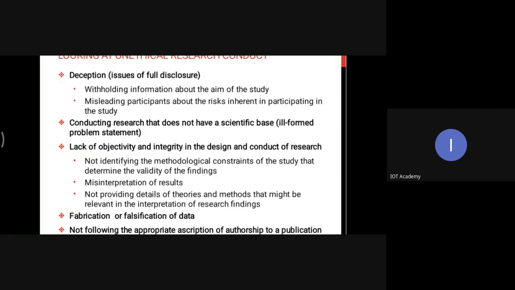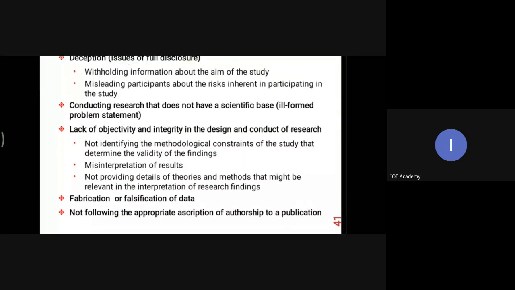And we have to ensure that the methods or the theories that we are quoting, they are correct. No fabrication or falsification of data, in terms of any kind of data you're getting, maybe in terms of your age or maybe income or their feelings or their experiences. We should not falsify. We should quote it as it is.